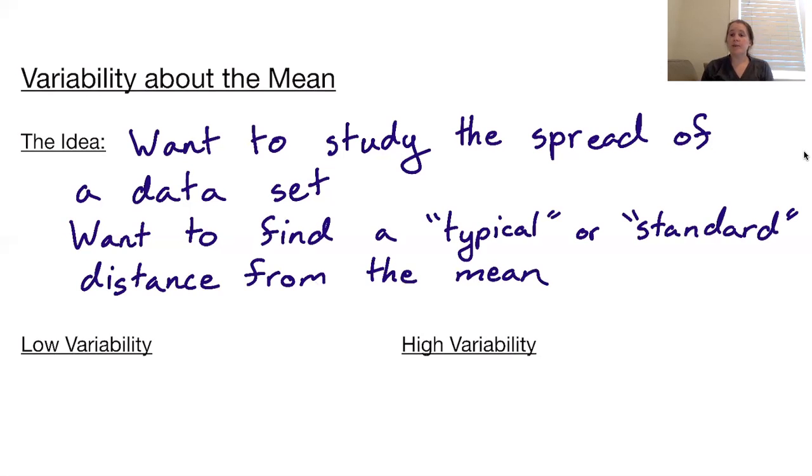So low variability, most of our data will be very close to the mean. So our typical distance from the mean will be small. High variability, the data will be farther from the mean, so the typical distance will be larger.